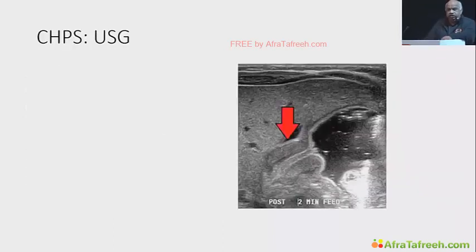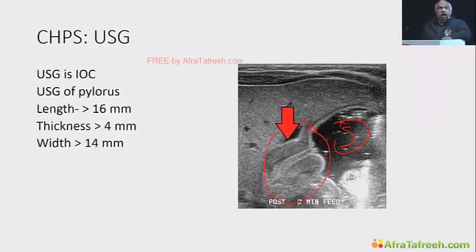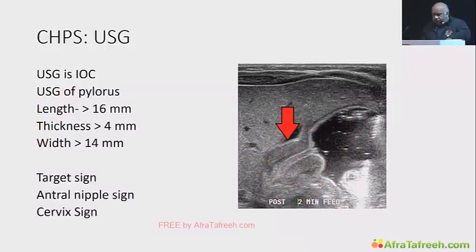Ultrasound is investigation of choice. This is empty stomach. This is like a cervix, so that's why we call it cervix sign. And these two figures you need to remember: length more than 16 millimeter and thickness more than 4 millimeter is diagnostic. Like here, this is the length, and this is the thickness, and this is the width. So width is optional, width is not important, but length and thickness are. And what sign do you get on ultrasound? Target sign, as you see here, also called antral nipple sign and cervix sign, looking like cervix.